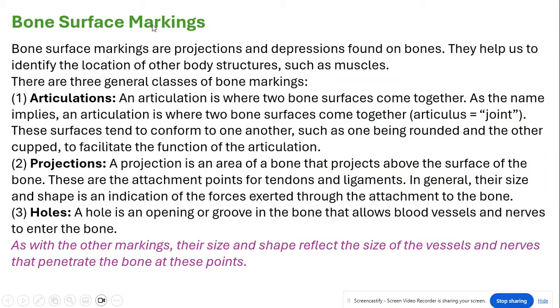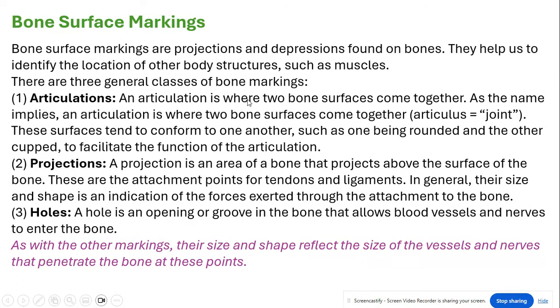Okay. Bone surface markings, and you will have to remember them. Bone surface markings are projections and depressions found in bones. They help us to identify the location of other body structures such as muscles. There are three general classes of bone marking: articulation, projection, and holes.